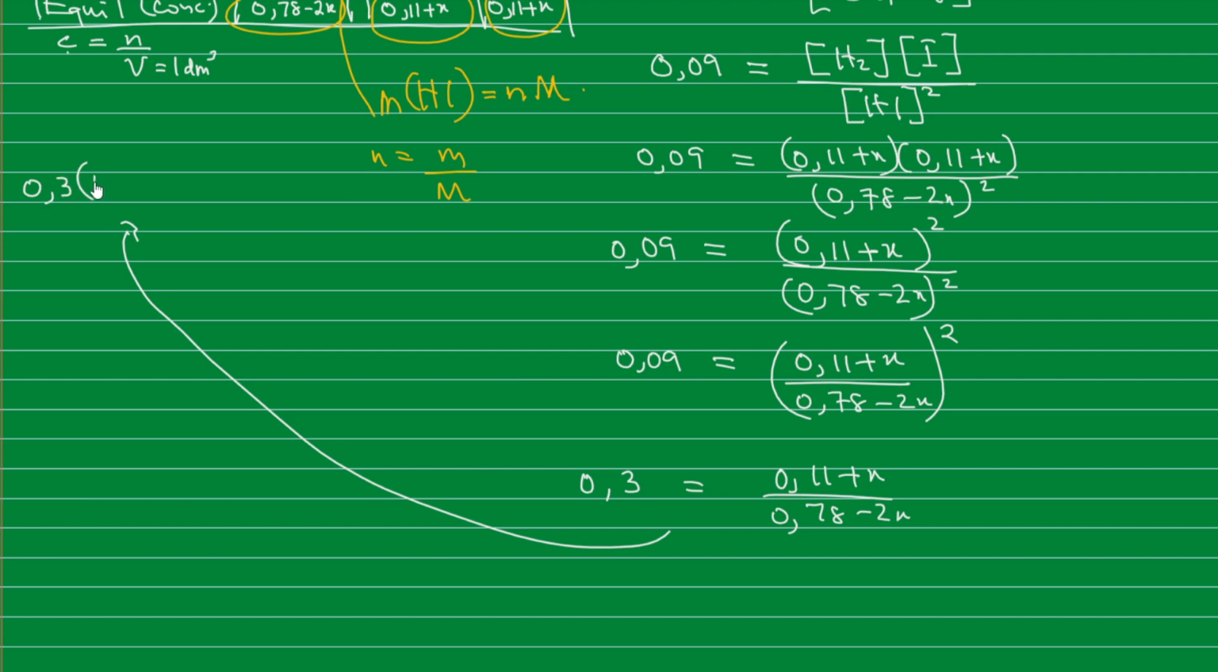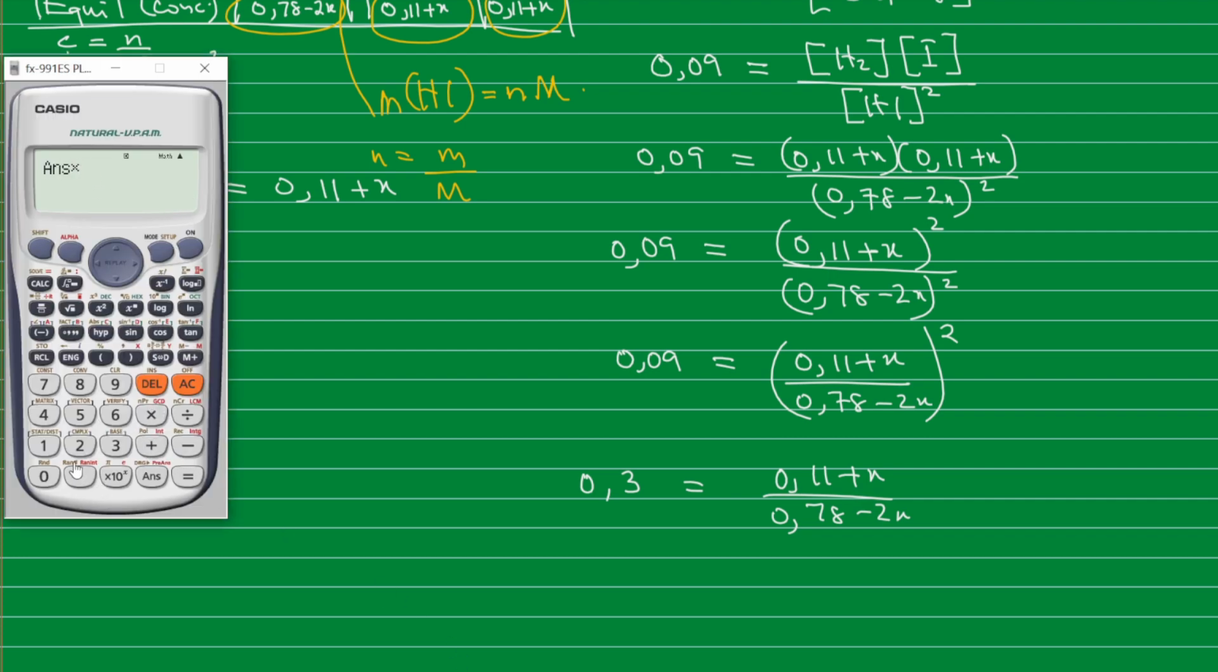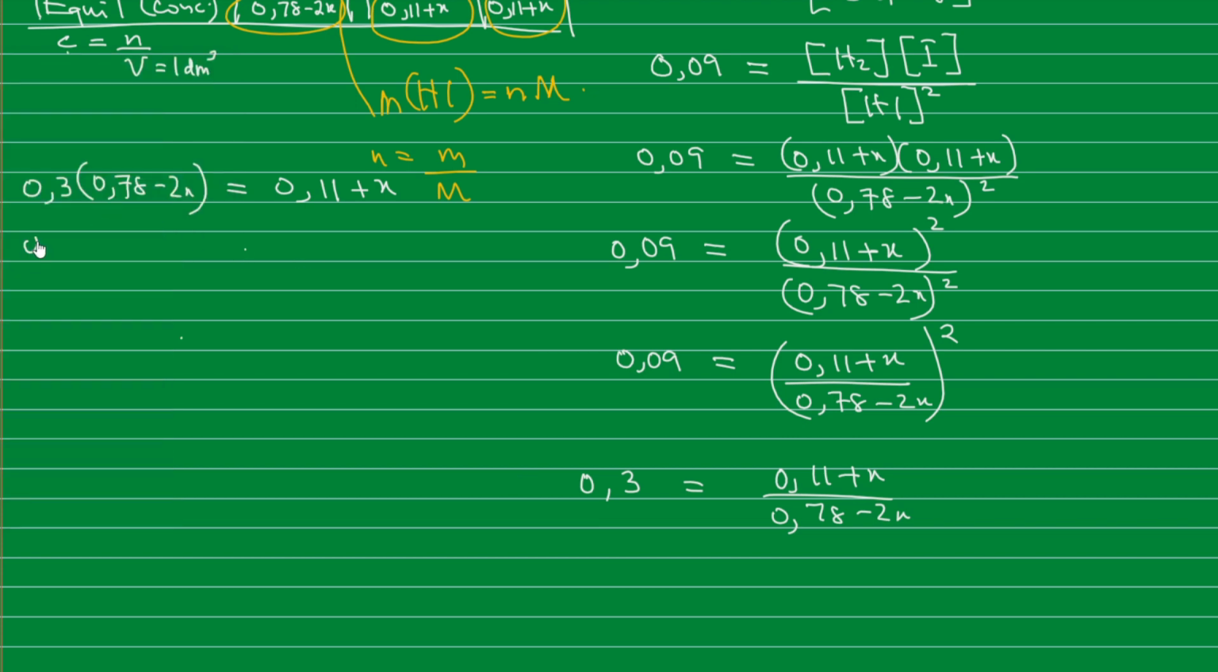We can now multiply by 0.3, removing the denominator, so I'm going to have 0.3 times 0.78 minus 2x is equal to 0.11 plus x. Then multiply that one out. What is 0.3 multiplied by 0.78? This gives us 0.234. Then 0.3 times minus 2x is minus 0.6x, so 0.234 minus 0.6x is equal to 0.11 plus x.